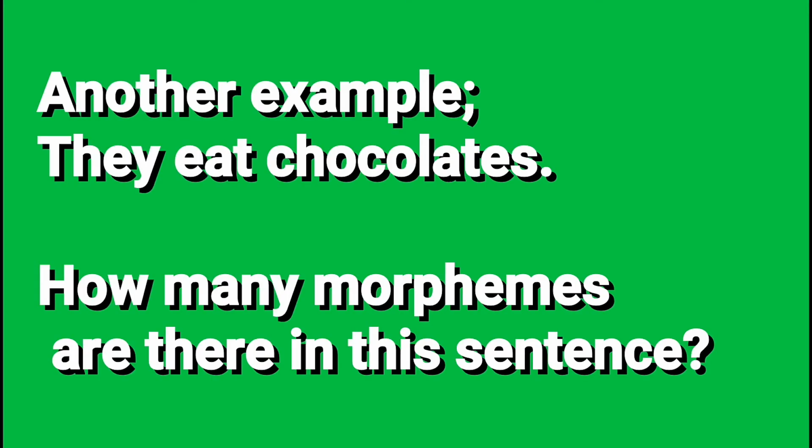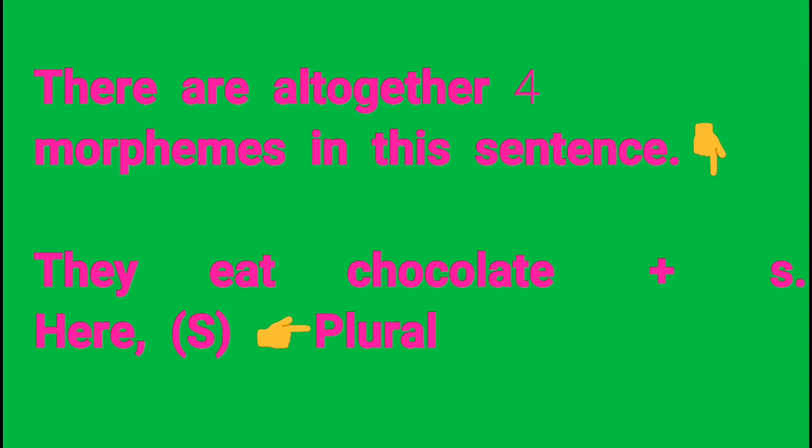Now let's take another example. They eat chocolates. How many morphemes are there in this sentence? There are altogether 4 morphemes in this sentence. Let's count them. They, eat, chocolate, plus S. Here S refers to plural.